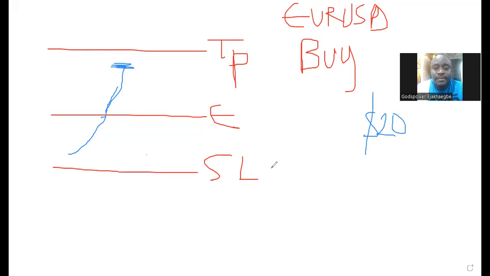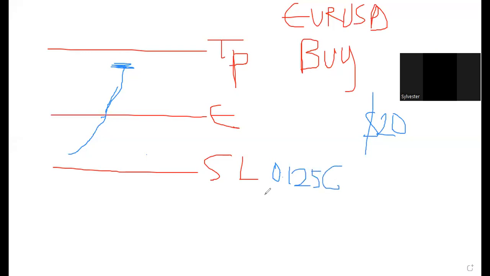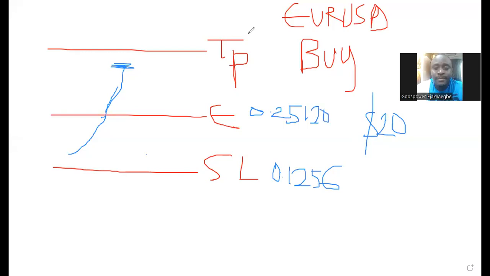Let me explain myself. Let's say I have a value 0.1256. This is your stop loss. Then let's say this is your entry point, 0.25120. Then let's say your TP, of course, is higher than the entry point, 0.3516.